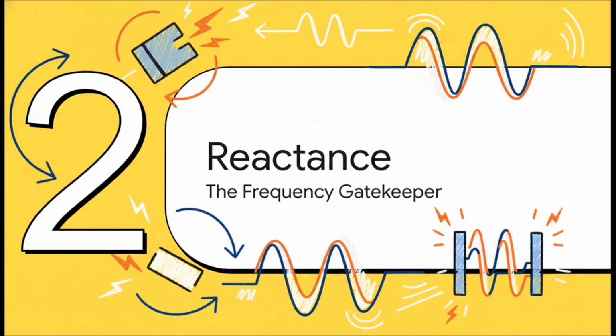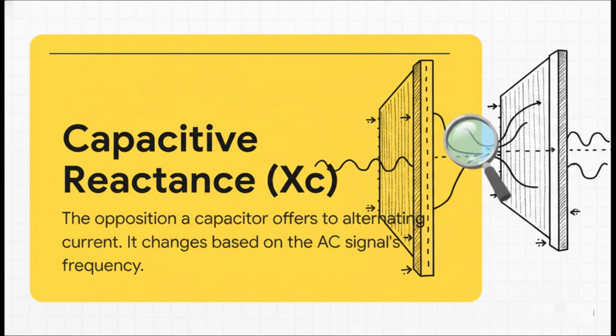So the first piece of this puzzle, it's not plain old resistance like you'd see with a resistor. No, it's something way cooler, something that's unique to AC circuits. It's called reactance. The best way to think about capacitive reactance is to imagine it's a smart gate. Instead of just a simple wall that blocks everything or lets everything through, this gate is actually frequency sensitive. It decides how much to open up based on how fast that AC signal is changing.